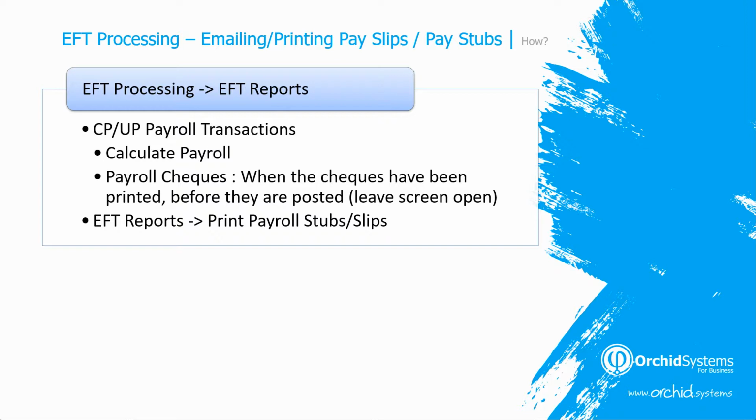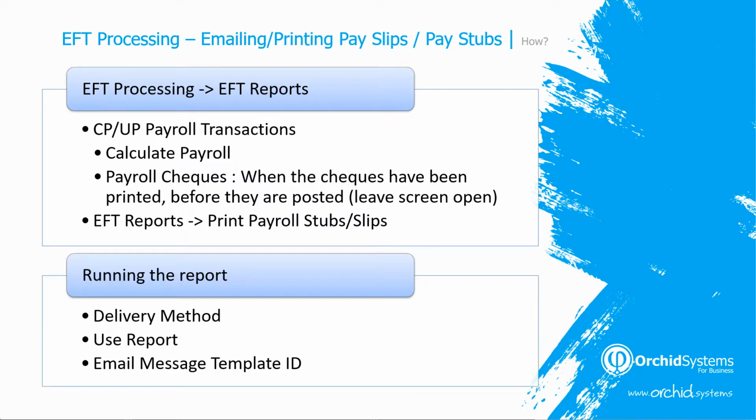This is because the payroll checks creates temporary files which are used in the payslips, and those are only available when you print the payroll checks and before you post the payroll checks. So you need to have that screen open, the temporary tables populated, and then go ahead and open the EFT reports, print payroll stubs or slips.